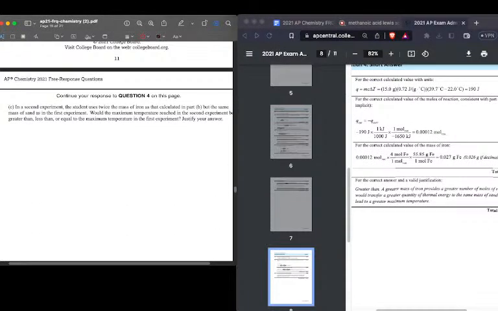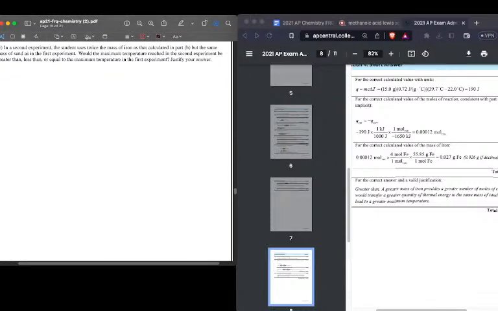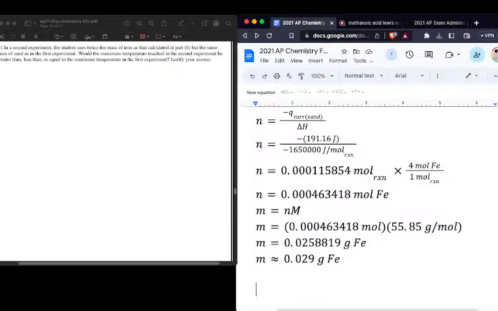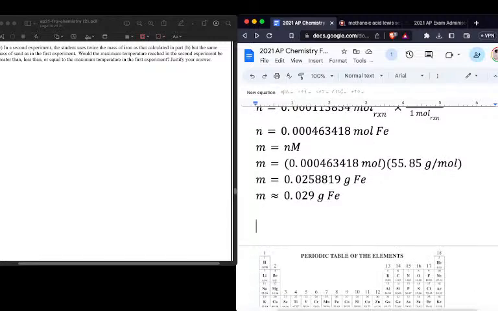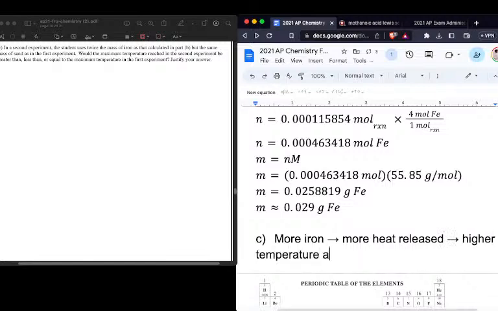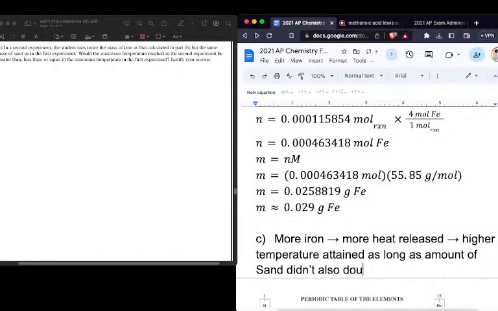In a second experiment, the student uses twice the mass of iron as calculated, but the same mass of sand. Would the maximum temperature reached be greater than, less than, or equal to? Oh, I like that one. More iron, more heat released, higher temperature attained, as long as the amount of sand didn't also double.